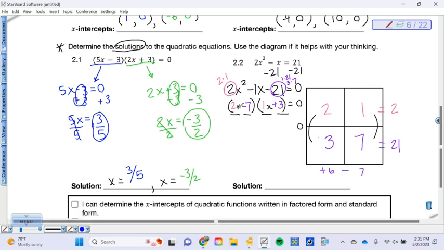Remember, we're trying to find the solutions. What values of x would make this equation true? So this part, 2x minus 7, could equal 0. And also, this part over here, 1x plus 3, could equal 0. How else can I write 1x? Yeah, so x plus 3 could equal 0. Okay, this one's easy. X plus 3 equals 0. So what does x have to equal? Negative 3.